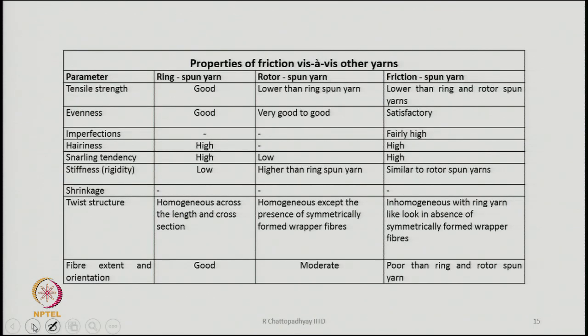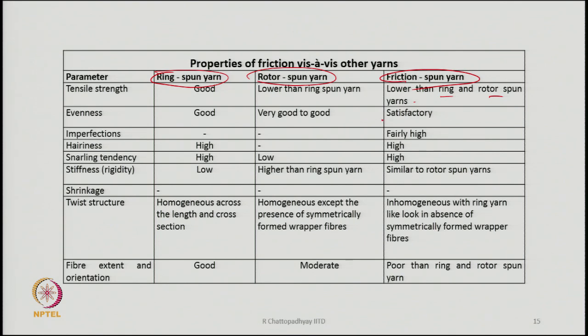We will see that why. Properties, if we check in general terms, we can say tensile strength, a comparison has been made with respect to ring spun yarn, rotor spun yarn and friction spun yarn. Tensile strength is lower than ring and rotor spun yarns. But if we introduce a filament, then it can be stronger than rotor spun yarn also.